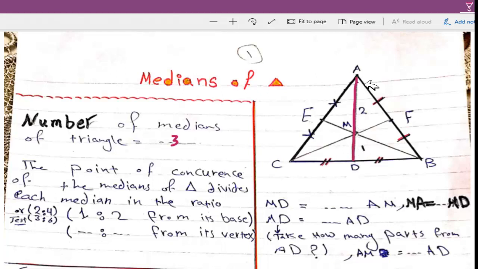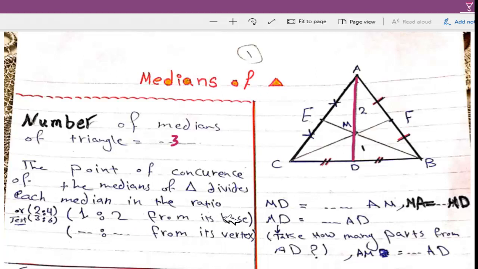is the first median, or median of CB. This median has, from the base, which is BC, a small line segment DM, and along it, MA. MD is half this. You have a small one here and a big one. From the base is the small one, so the line segment nearest to the base is the smallest one, and the line segment nearest to the vertex is the longest one.